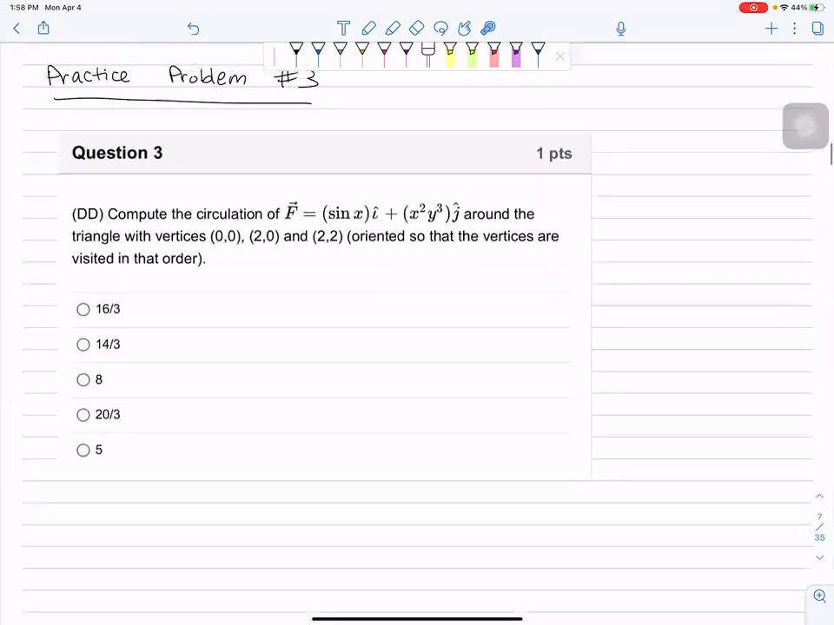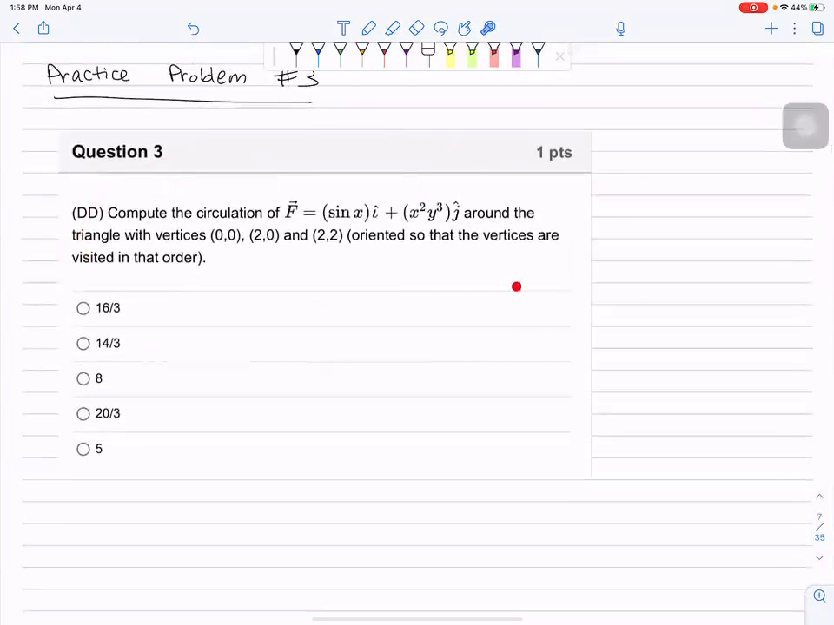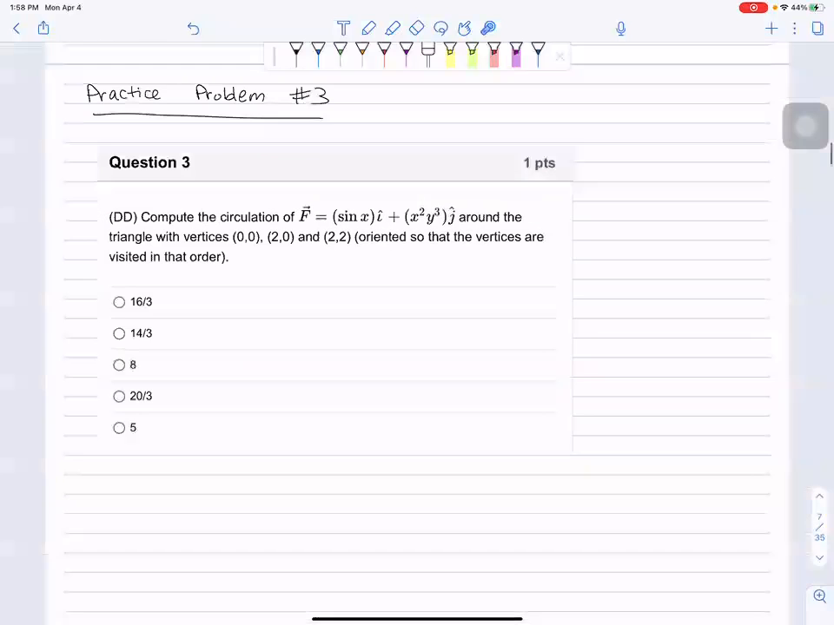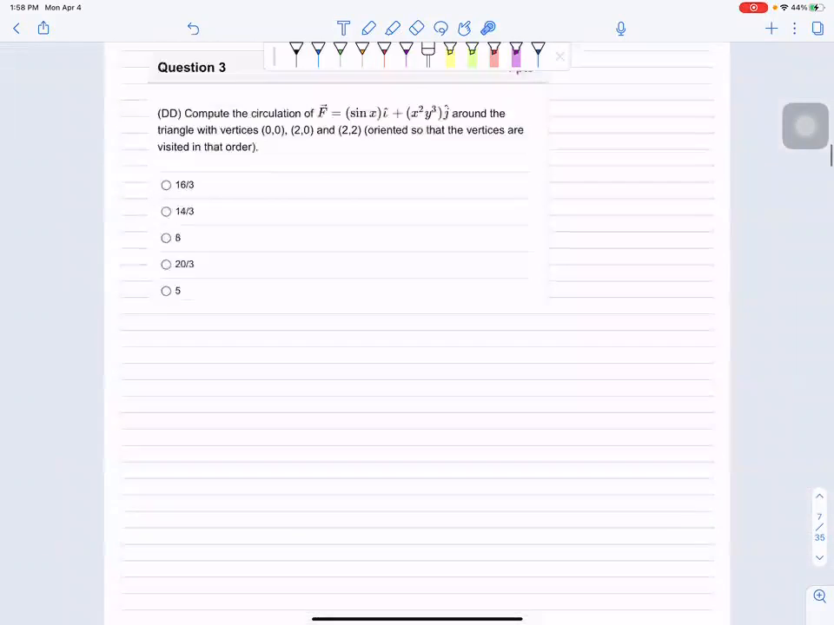Okay, so this is practice problem number 3. It says compute the circulation. Okay, wait, actually this is a circulation question.